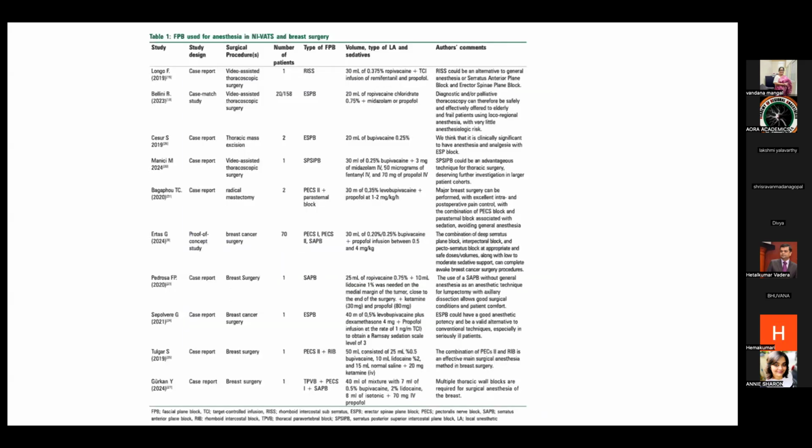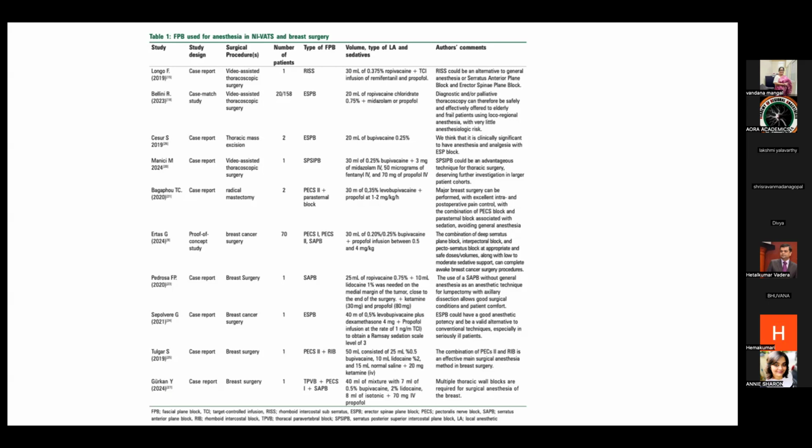So in this case report, they have done multiple surgeries. According to the study, for the video-assisted VATS surgery, they're using erector spinae plane block, serratus posterior superior inferior plane block, and a rhomboid intercostal and subserratus plane block. And then for breast surgeries, we are using the interpectoral plane block. For breast surgeries, a single fascial plane block cannot be used. We have to use a combination of fascial plane blocks to cover the innervation of the breast.